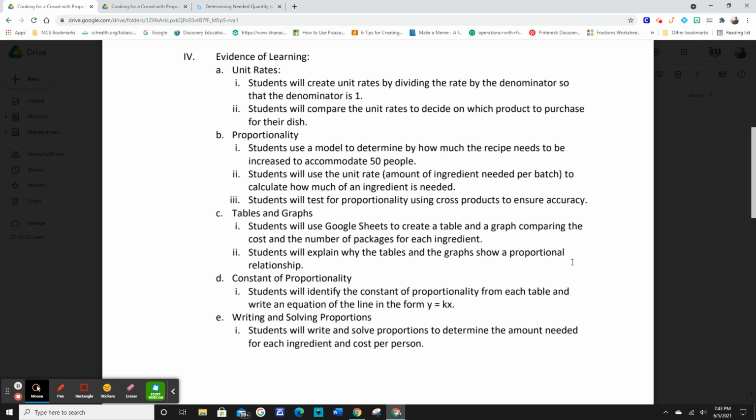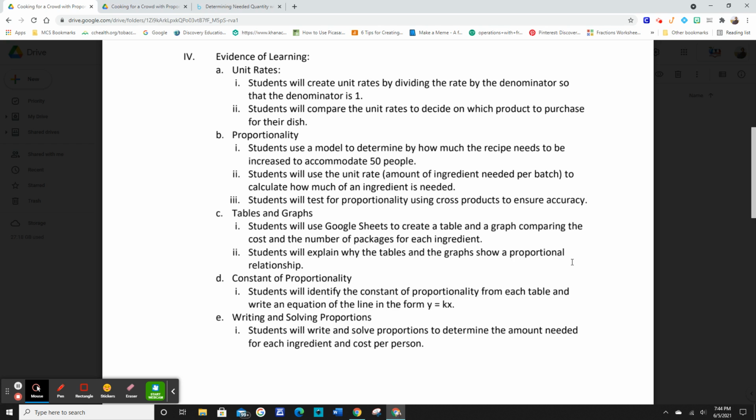Regarding unit rates, I'm going to be looking for, can the students create unit rates by dividing the rate by the denominator so that the denominator is 1. What I really mean by that is they're going to be given a rate, let's say $5 for 3 packs of gum. And they're going to need to find out, well, how much does it cost per pack? In order to do that, they're going to divide both the numerator and the denominator of the rate by the denominator. So in other words, 3.